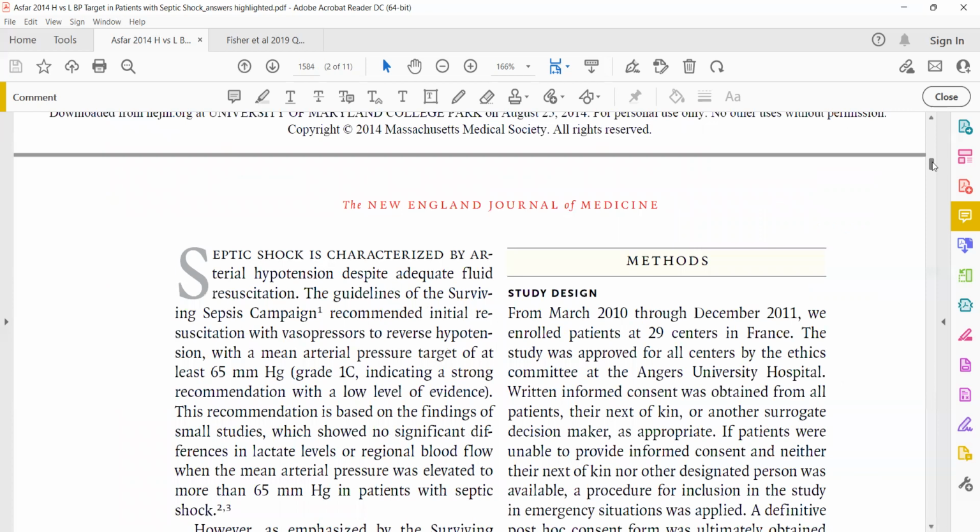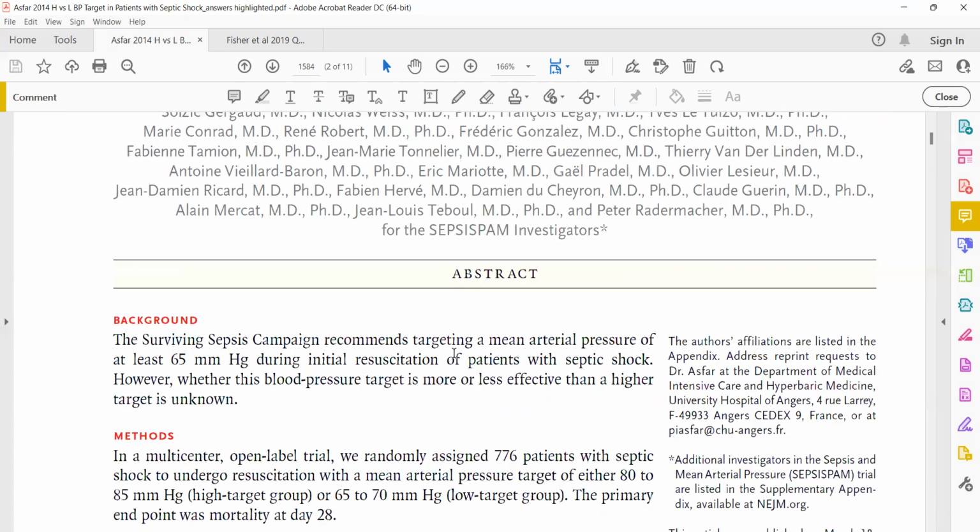The first thing we see is the background here. This is all of the context or the introduction. So why are we studying septic shock? Why is it of interest?